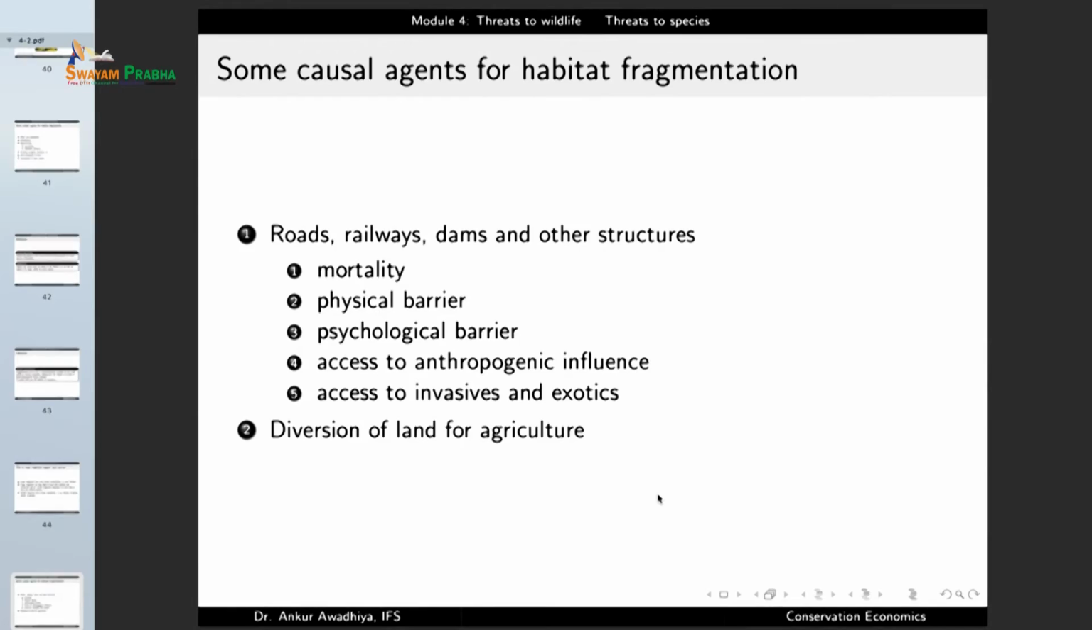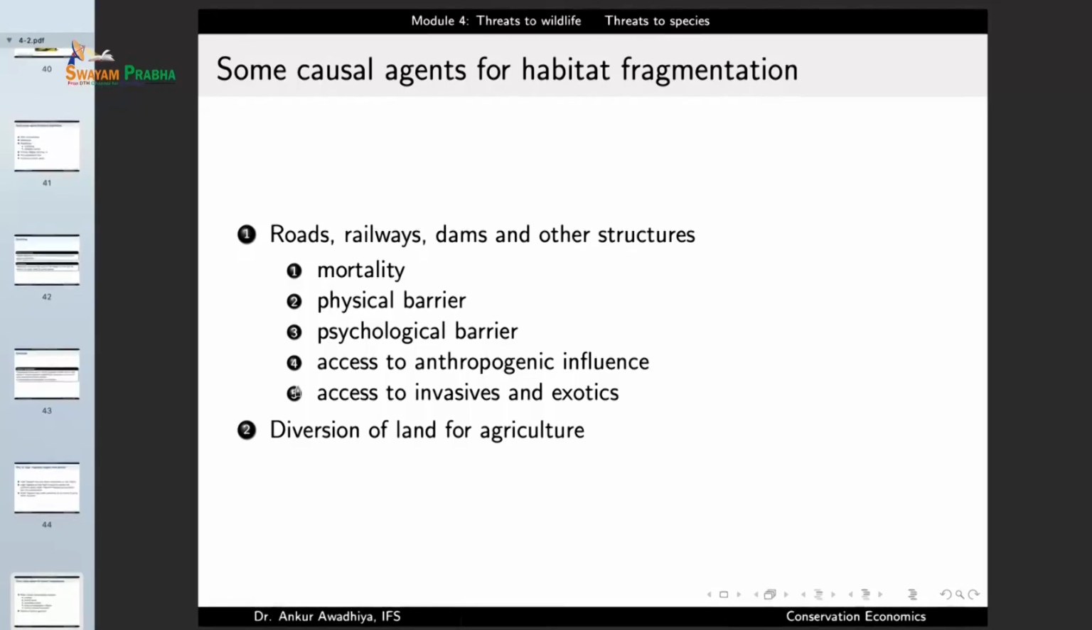Now, how does habitat fragmentation occur? The causal agents include things like roads, railways, dams, and other structures. And linear infrastructure such as roads and railways not only causes mortality, they also act as a physical barrier because of which animals are not able to cross them. They act as psychological barriers.